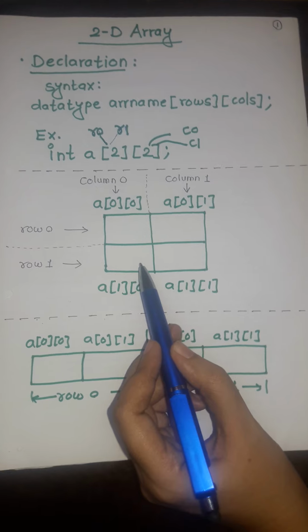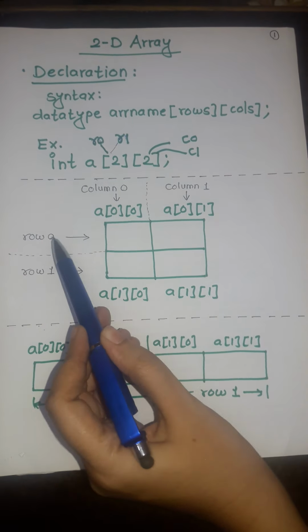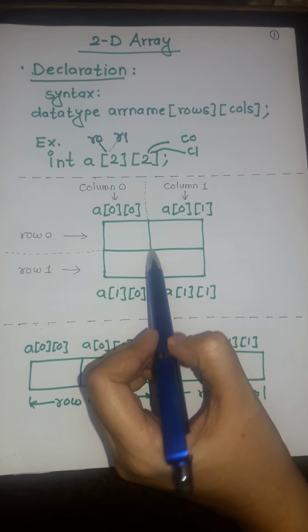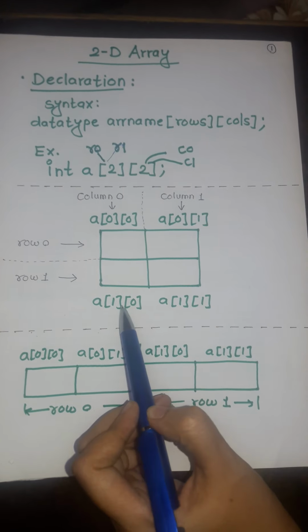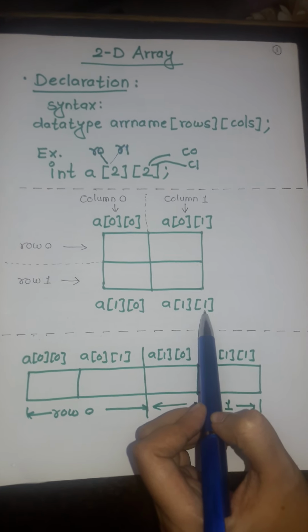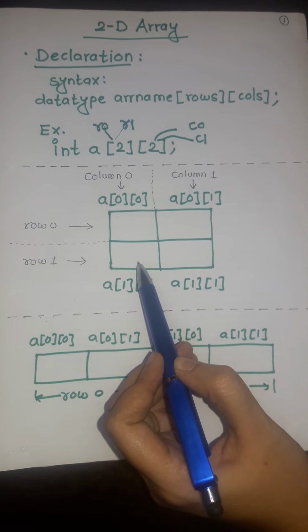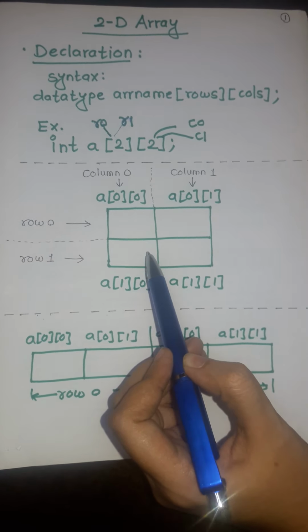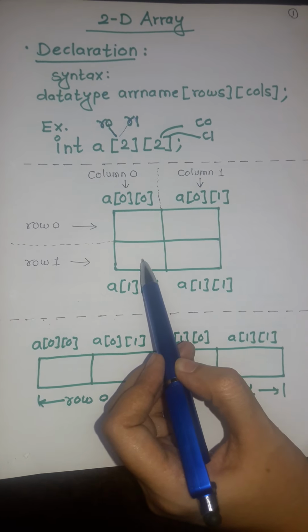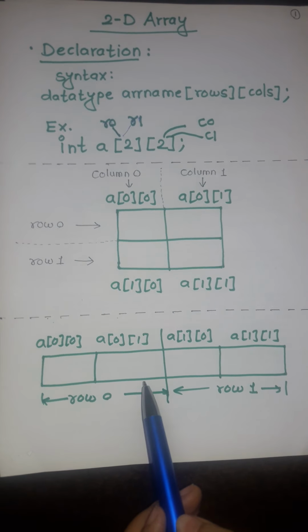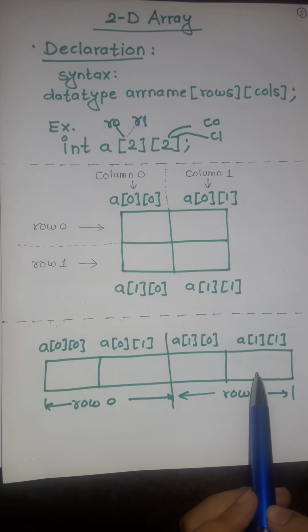We can represent it in matrix format as follows. Horizontal is the row and vertical is the column. So this is our 0 0 element, this is 0 1 element, this is 1 0 element, and this is 1 1 element. Initially these elements are blank. We can take values from the user, or initialize or assign values to an array variable and store values in these locations.